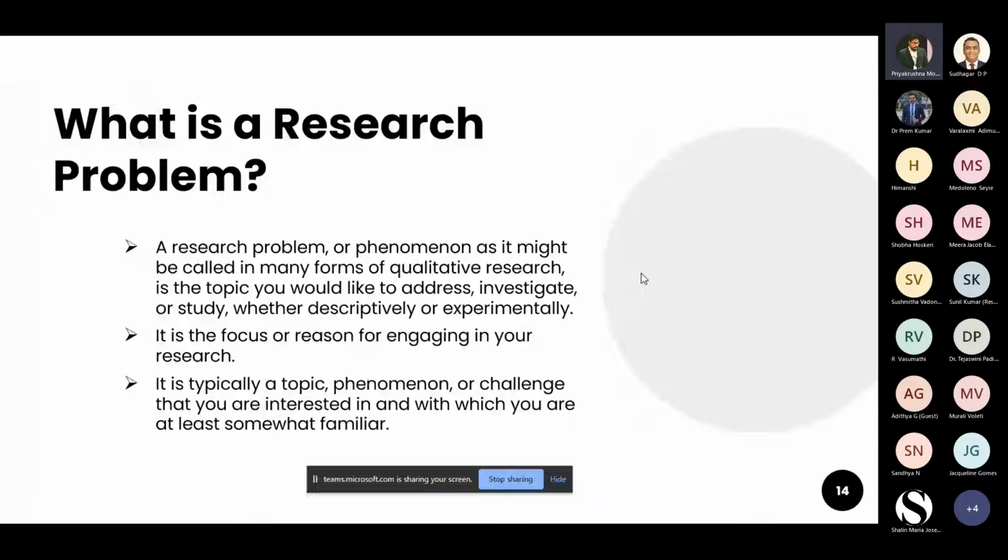Now, the source of the research problem. Basically, this line tells us that the source of the research problem should be something personal, something you are interested in, or a challenge that you want to face or solve. It is like a puzzle that you want to solve. In day-to-day life also, we come across many problems, but all problems cannot be research problems. There are many criteria that we will be discussing in the next slides, but it is something that you should be very much passionate about.